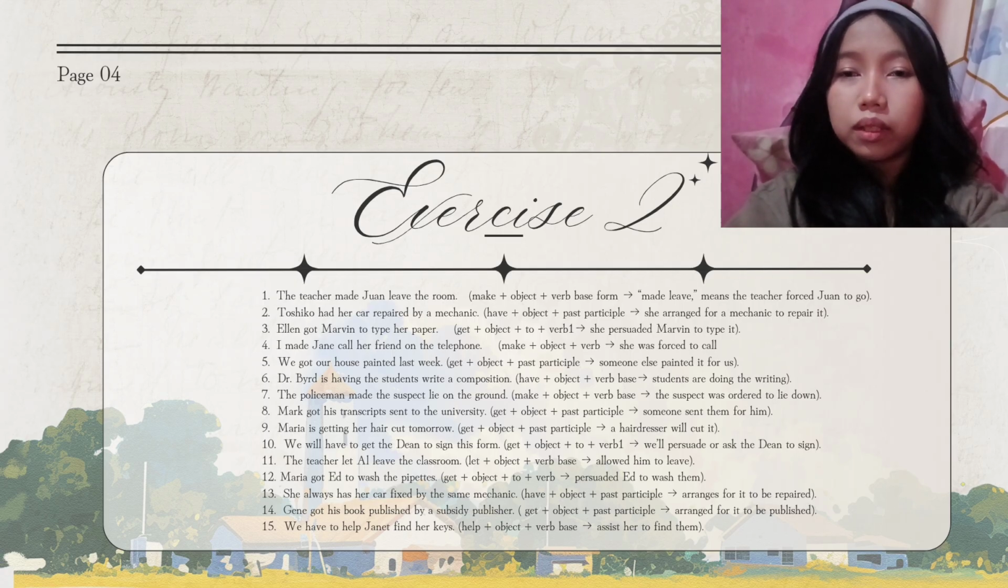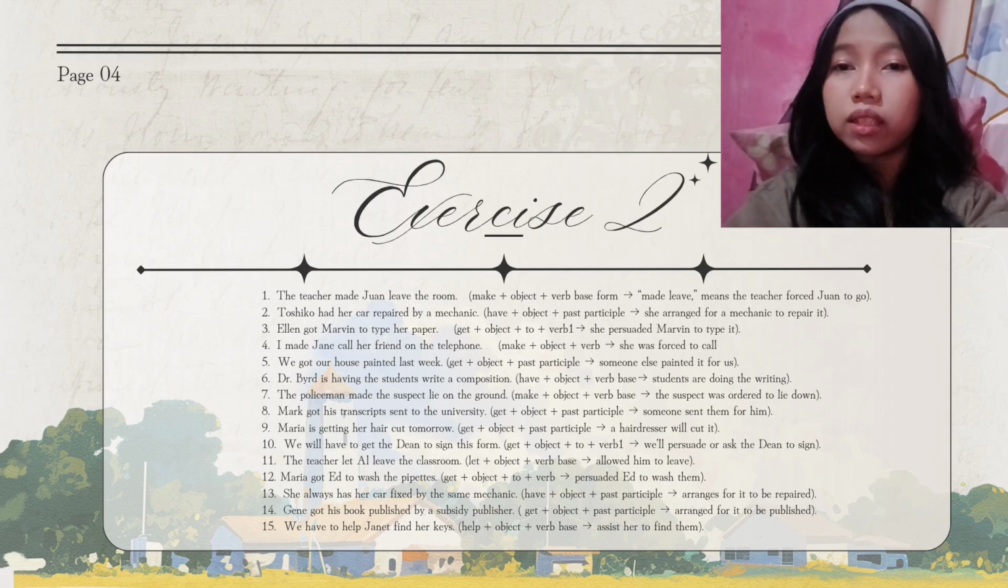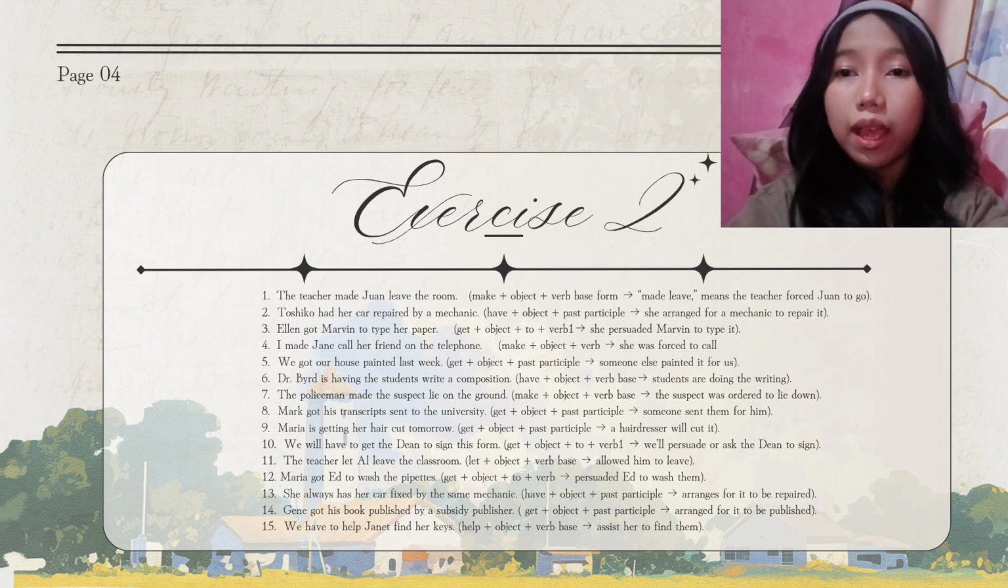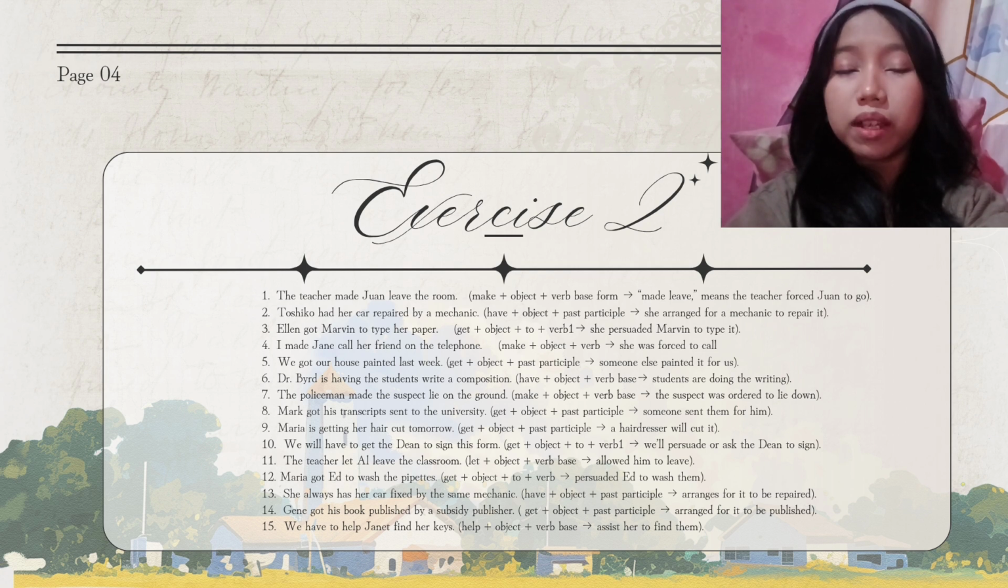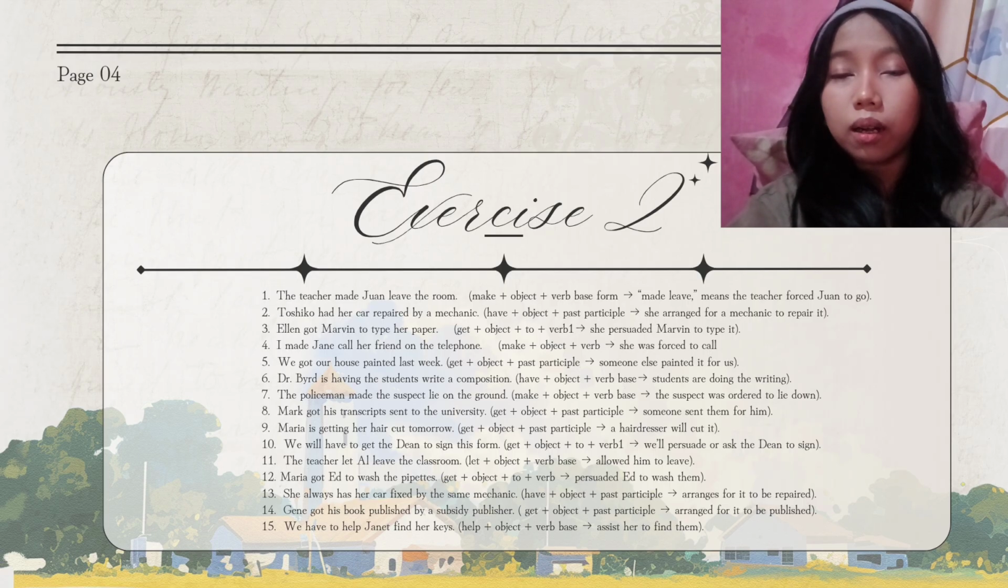Number 13. She always has her car fixed by the same mechanic. The structure of the sentence is have plus object plus verb 3. The verb has is present tense, which means this is something she does regularly. Car fixed shows the car is repaired by another person, the mechanic, but not by her. That means she regularly gets her car repaired by the same mechanic.